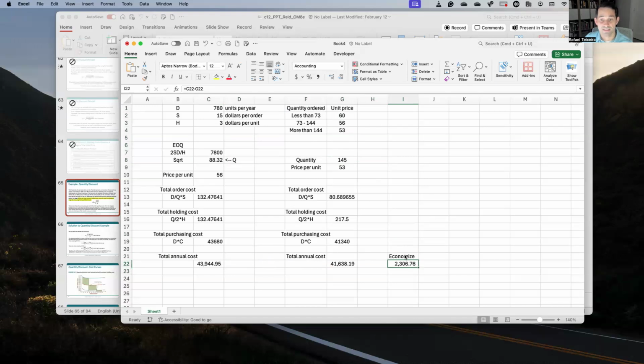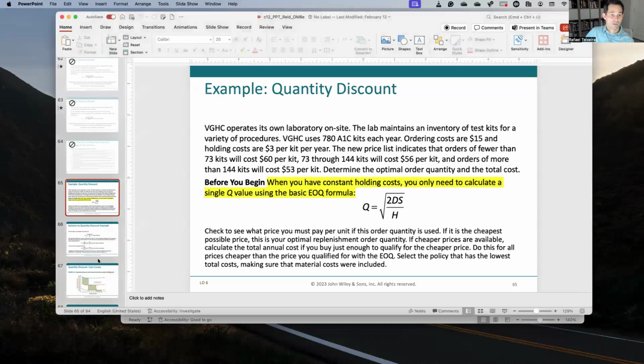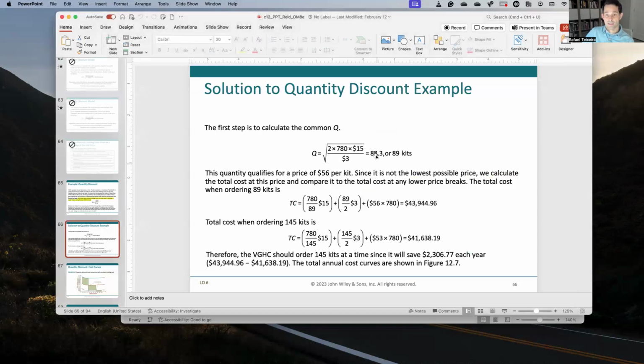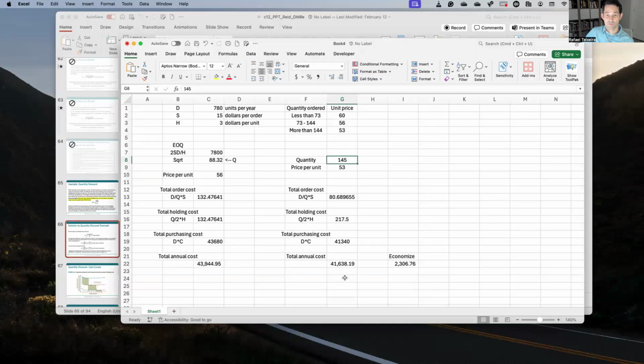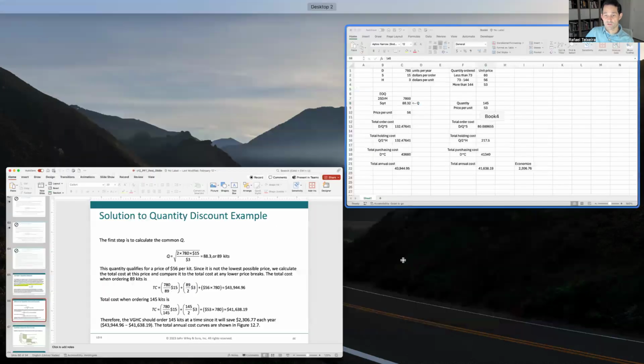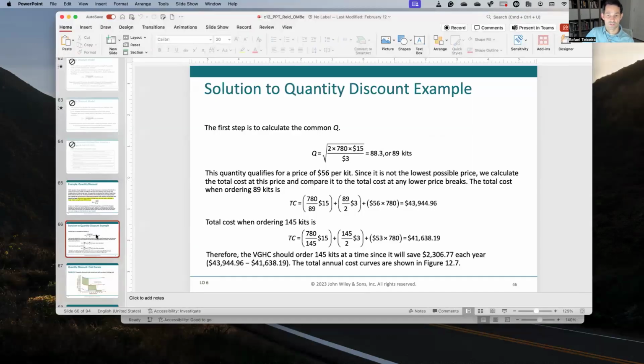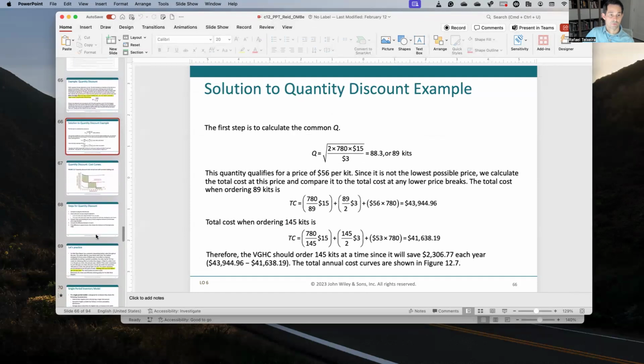So the company is going to save $2,306 if it orders the quantity that qualifies for the minimum price. Let's take a look if we can do one more. Solution: 88.43, 944.43, 944, using the minimum of 145 kits, 41,000. The company saves $2,306 each year. Okay, that's how we do it.